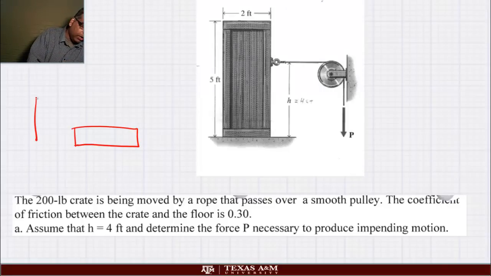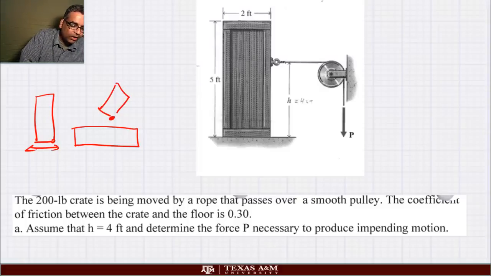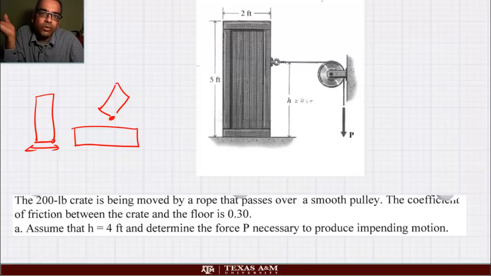But if I had a body that looked like this, then I'm much more worried about the fact that instead of sliding, it will tip over by rotating around this point. Tipping means rotating around one of the corners. That's what we are talking about. Okay. So rotation around one corner means we want to find out what's the moment. So this is a problem where we not only have to figure out whether it's going to slide, but also whether it's going to tip.